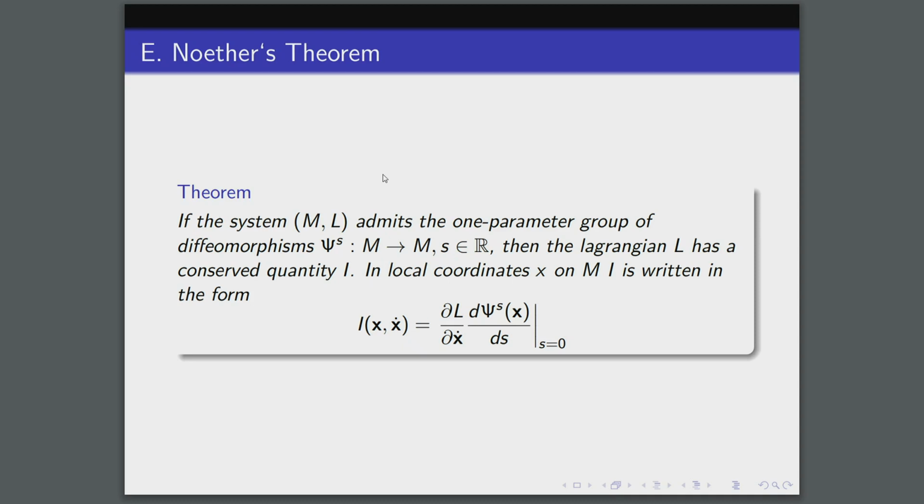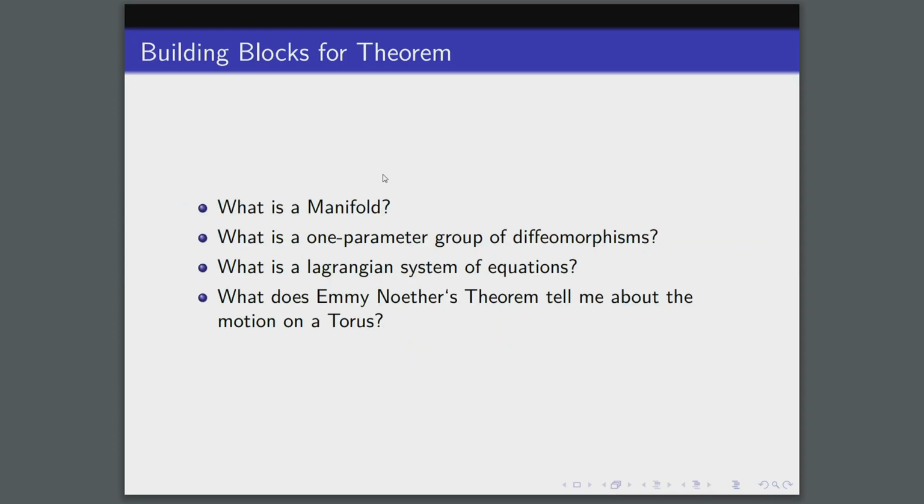Obviously, in order to understand what this theorem is trying to tell us, what we first need to find out is what all these terms mean. So what is a manifold? What is a Lagrangian? What is a one-parameter group of diffeomorphisms? In the following, this is going to be the structure of the talk. We're going to go through the individual terms that come up in the theorem that we're trying to use to classify the movement of a mass point on the torus. And we'll be starting off with what a manifold is.